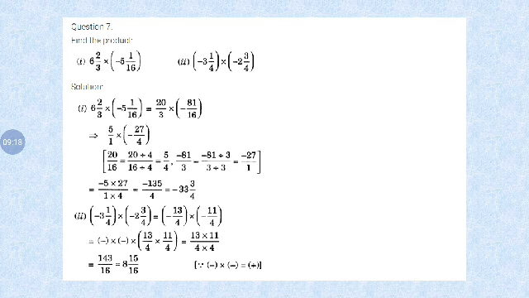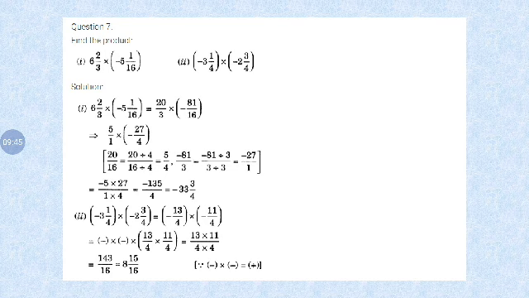Next one, minus 81 divided by 3. So numerator and denominator divided by 3 by 3. We get a value minus 27. Minus 5 by 1 into 27 by 4. So multiply the numerators and multiply the denominators. 5 27s are minus 135 by 4. So the improper fraction is converted into a mixed fraction. We get a value minus 33 3 by 4.